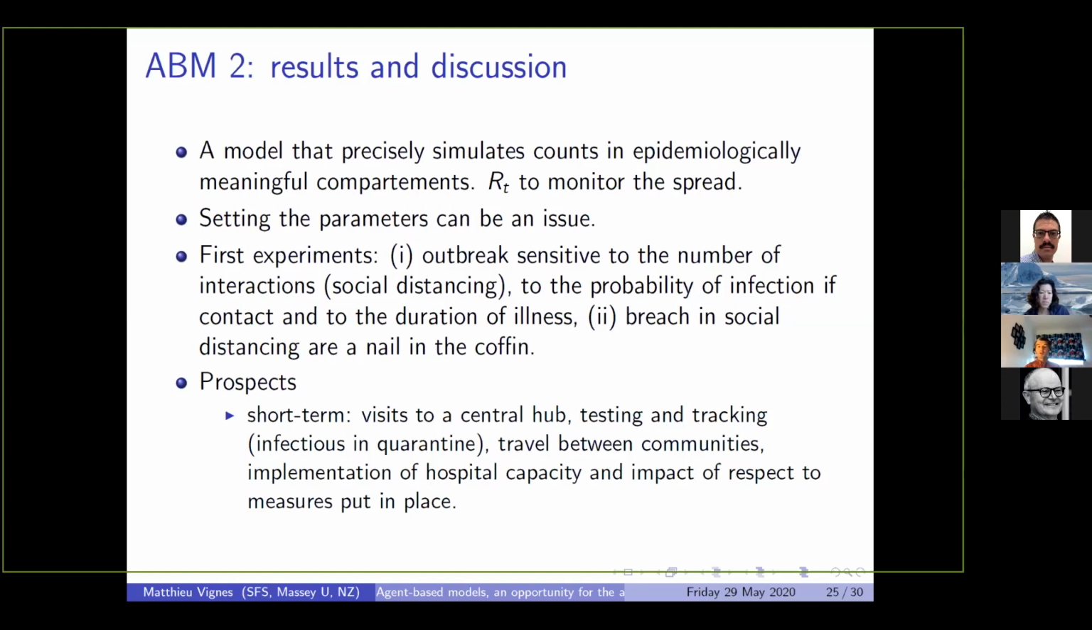I would want to see the effect of testing and tracking. That means that you could take the infectious people when they are symptomatic, and you can put them in quarantine. And actually, I think that's one of the most efficient ways of controlling the epidemic.